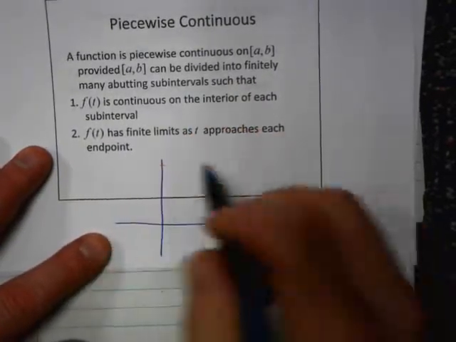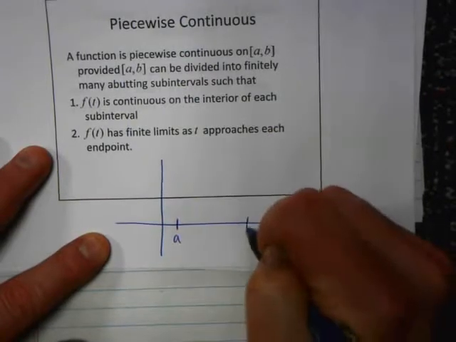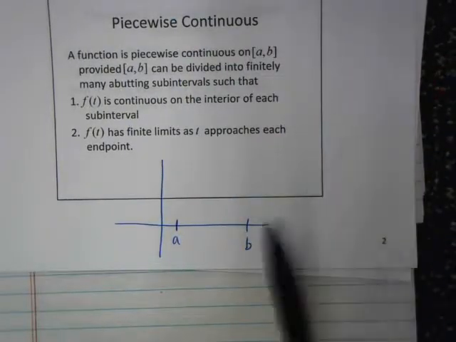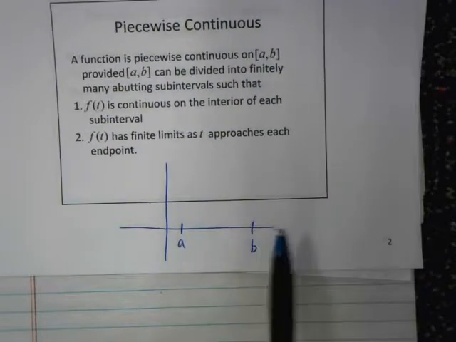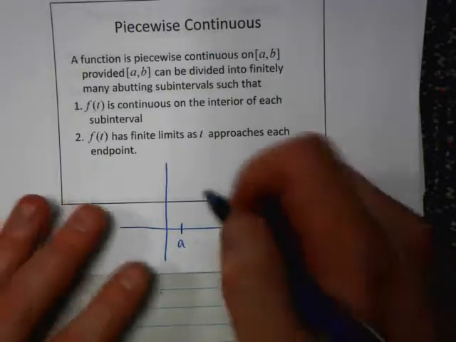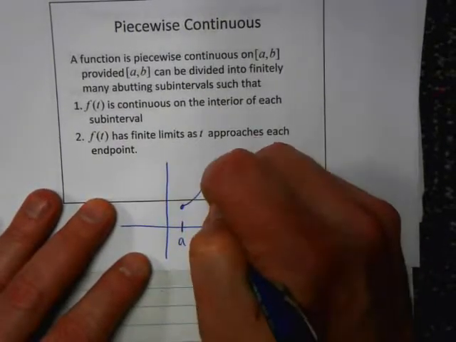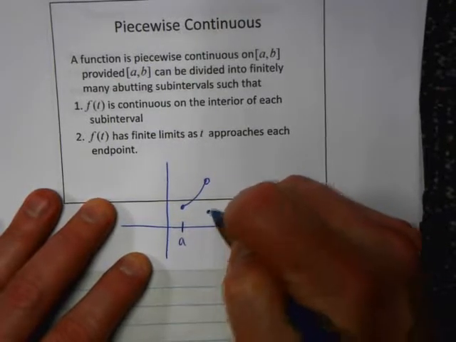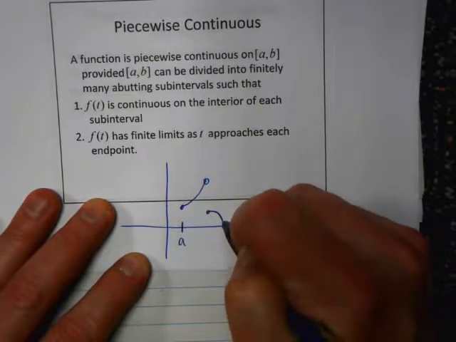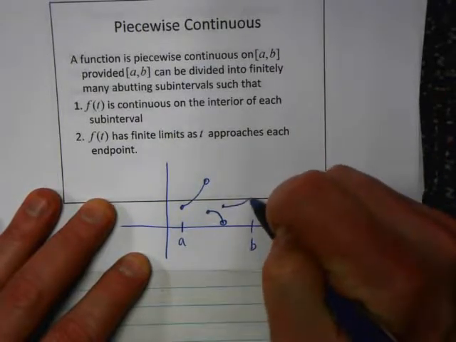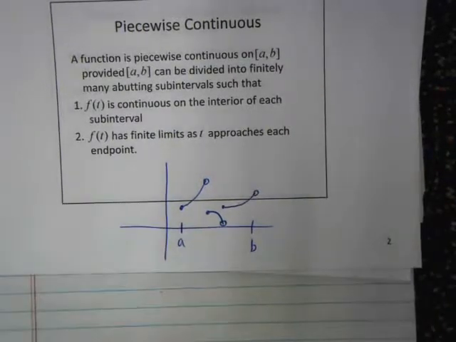All right, so what this means is you have some interval from a to b. Basically, you're going to split a to b up into a bunch of different regions, and you're going to have a function that's going to be continuous on each subinterval. So your function might look like this. There's a continuous function, there's a continuous function, and then like so. So that would be a piecewise continuous function.